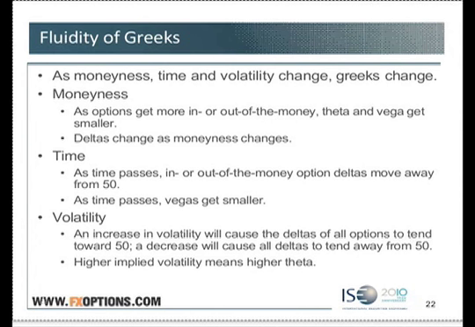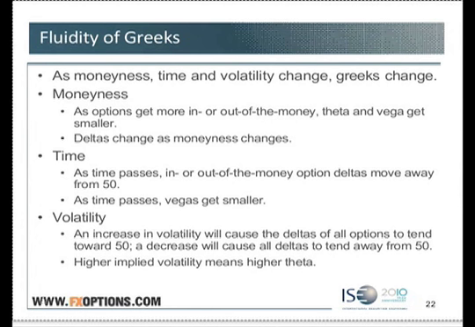I've already talked about moneyness, and moneyness is just a fancy term for how in the money or how out of the money an option is. As options get more in the money or out of the money, theta and vega get smaller. That is to say, at the money options have the highest theta and vega. And delta changes as moneyness changes too, and that's measured by gamma. We've already covered that.